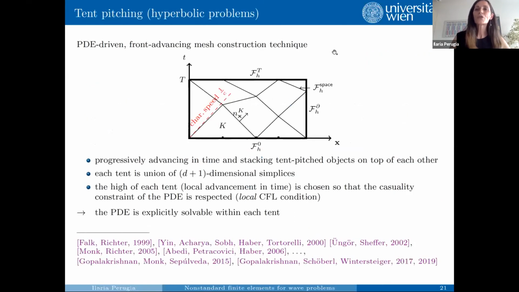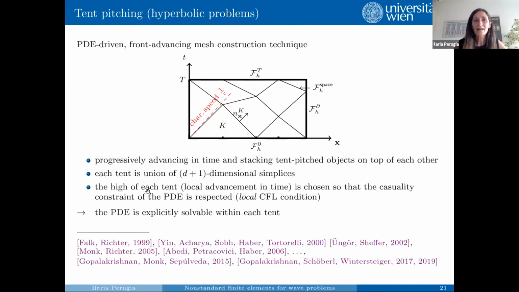So here I want to quickly show that the Trefftz approach combines very well with the so-called tent pitching meshes. Tent pitching is a mesh construction technique introduced for hyperbolic problems that consists in building the mesh of the space-time domain by advancing the front in time. And the front in time is advanced by stacking on top of each other some objects that are tent-shaped.